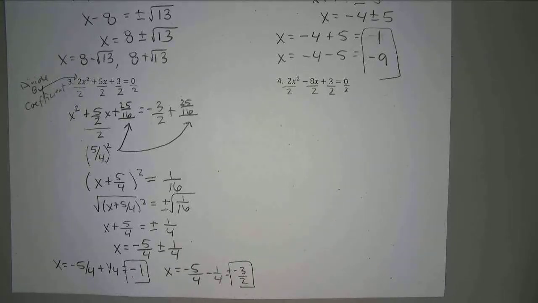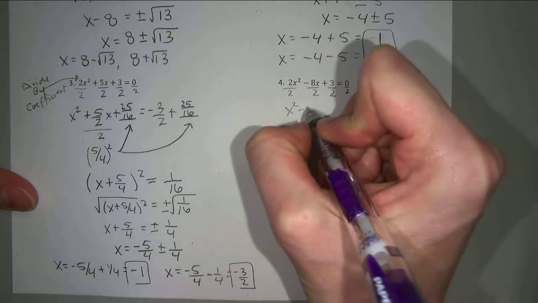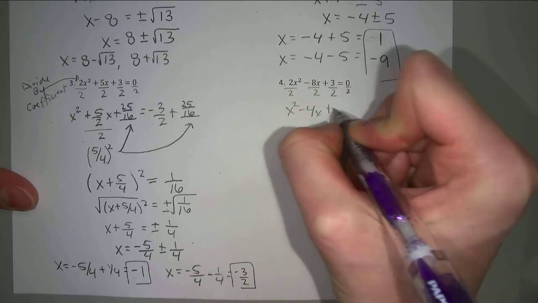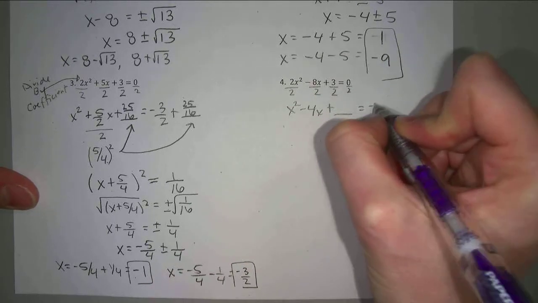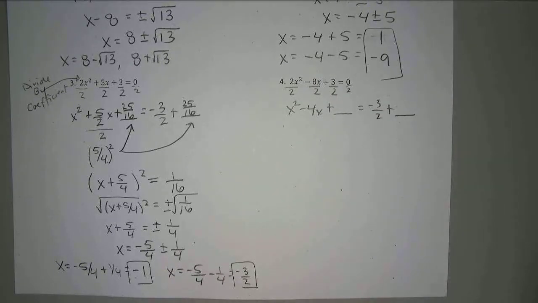All right, so what happens? That 2 in front cancels out with the 2, so you're left with x squared minus 4x, and again, I'm going to do plus or minus blank equals negative 3/2 plus blank. Again, why am I doing that? Because 2 divided by 2 is 1, so x squared stays x squared. Negative 8 divided by 2 is negative 4, so negative 8x turns to negative 4x. And then 3 divided by 2 is just 3/2, but I want to move him to the other side. I want just the x's together. So since he's positive, I subtract him over, and I'm going to go ahead and start completing the square.